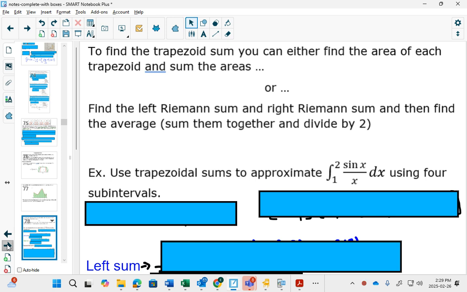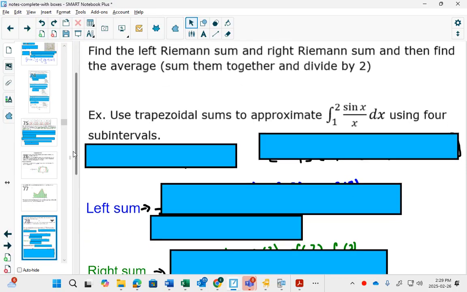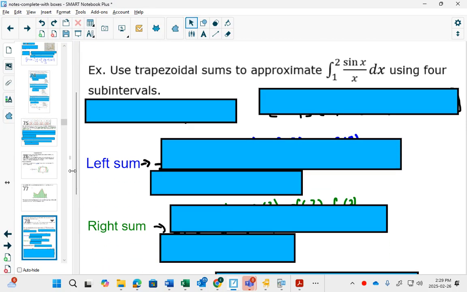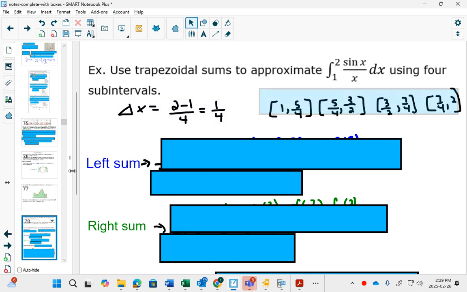So, those are the 2 options. You could either do the left and the right and get the average, or you can find it separately. So we're going to find the trapezoid sum for 4 subintervals from 1 to 2 of sine x divided by x. So our change in x is 1/4.